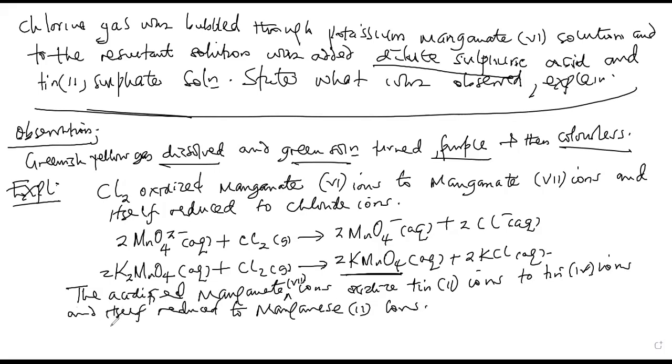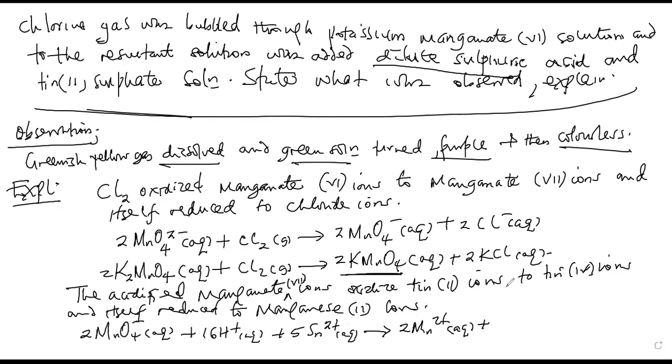The equation for that would be the acidified manganate, so since it's acidified, 16 hydrogen ions plus 5 tin 2 ions, we form 2 manganese 2 ions plus tin 2 oxidized to tin 4, and 8 molecules of water. This is a redox reaction.